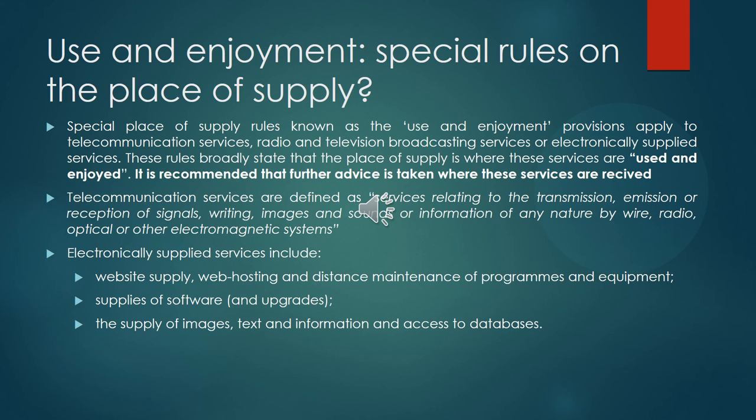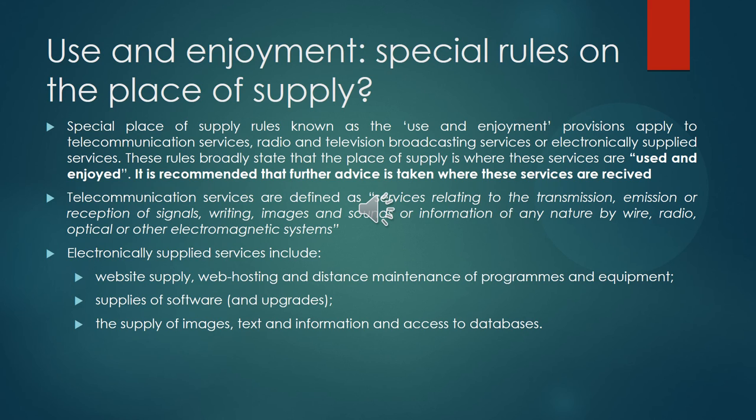Hi guys. The only other exception to the place of supply rules which I think is probably worth highlighting relates to telecommunication services, which are defined as services relating to transmission, emission, or reception of signals, writing, images, sound, or information of any nature by wire, radio, or other electromagnetic system. So pretty long-winded, but I imagine basically anything that's passed through a signal or something like that.